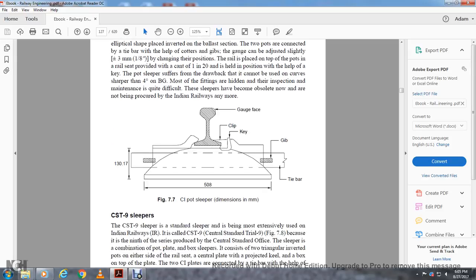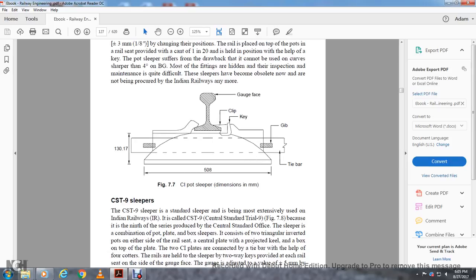CST9 sleeper. The standard sleeper most extensively used in Indian Railways is called the CST9, or Standard Trial 9, the ninth of the series produced by the Central Standards Office. The sleeper is a combination of pot, plate and box sleeper that consists of two triangular inverted pots on either side of the rail seat, and a center plate with a projected keel within the box.